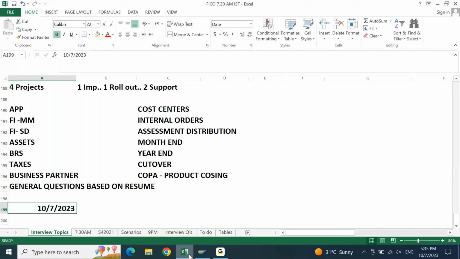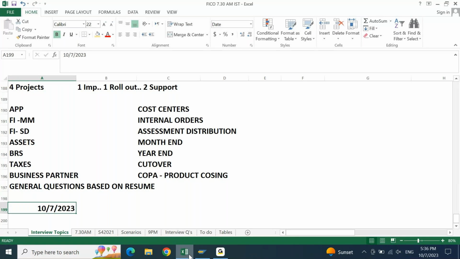Okay. So in yesterday's session, we were discussing certain important topics related to your interview. We talked about the automatic payment program yesterday, and we also discussed some points about FI-MM integration. Now let us talk about FI-SD integration.